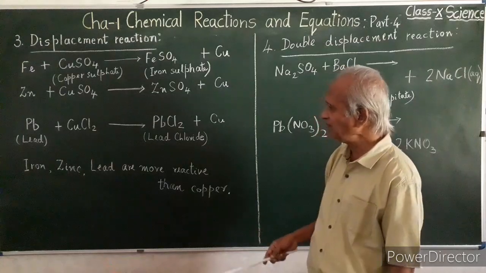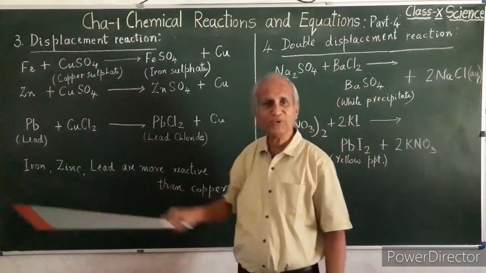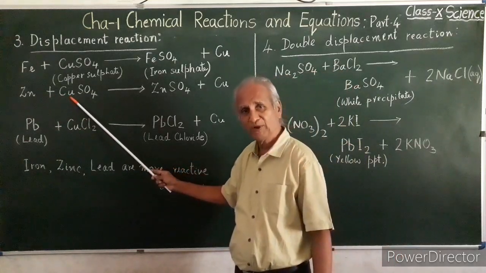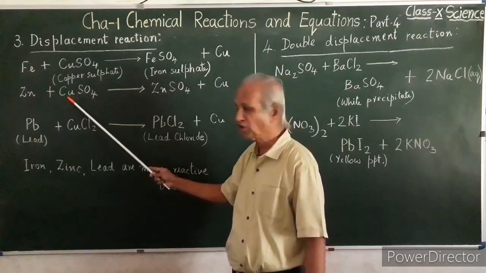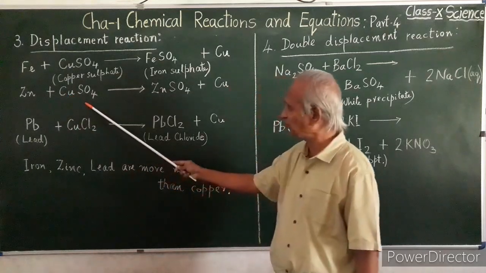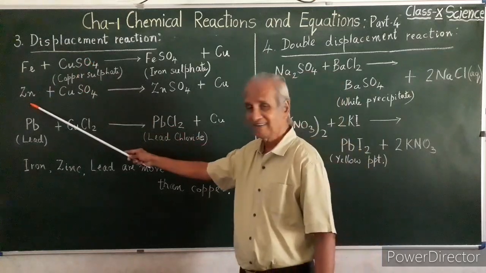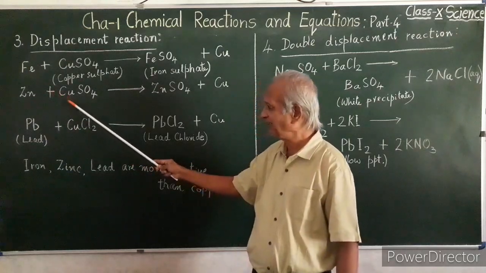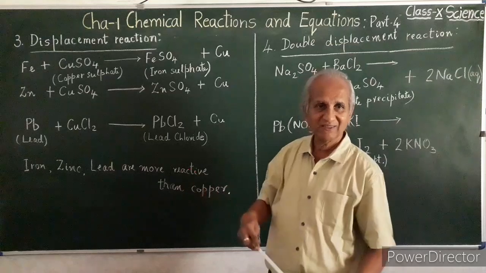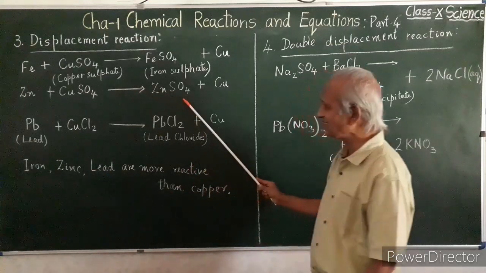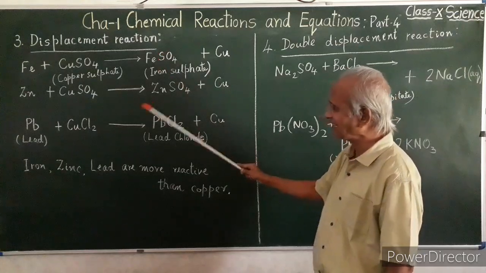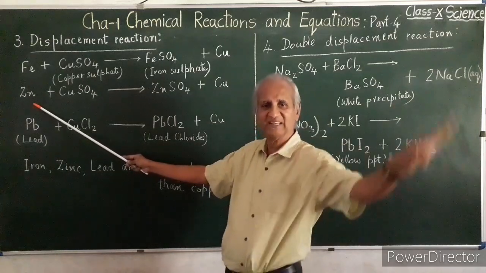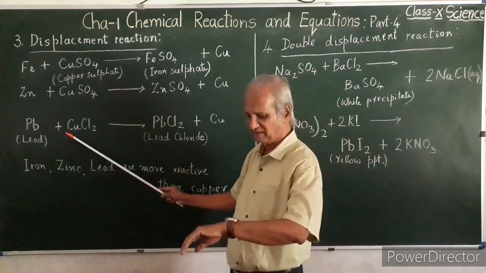Let us take another example. Zinc. Just as we found with iron, zinc is also more powerful. It is stronger than copper. Zinc plus copper sulfate solution, same thing. Zinc is stronger, it dominates, it pushes out copper from copper sulfate, and zinc takes the place of copper, and we have zinc sulfate here plus copper. A similar reaction, instead of iron, we have used zinc here. Accordingly, the reaction varies. We will come to the third.